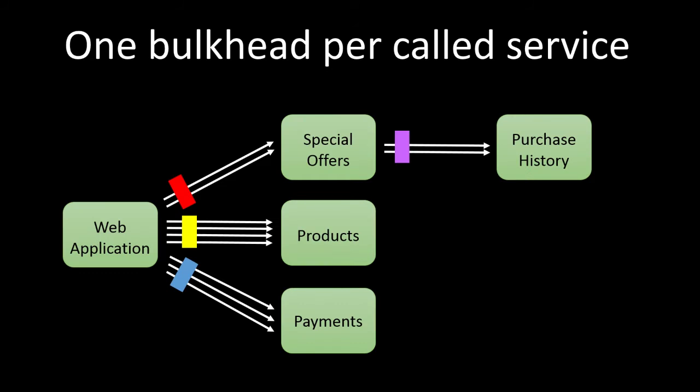So bulkheads are put one bulkhead per service on the client side. In this case, we have bulkheads to the special offers service, to the products, and to the payment service from the web application: 3 different bulkheads of 3 different sizes. And there's also 1 bulkhead between the special offer service and the purchase history service.